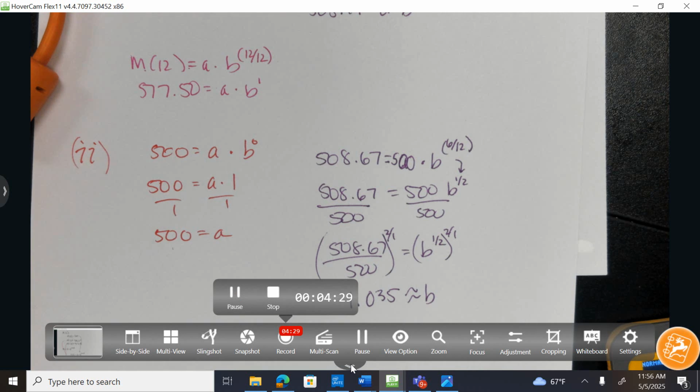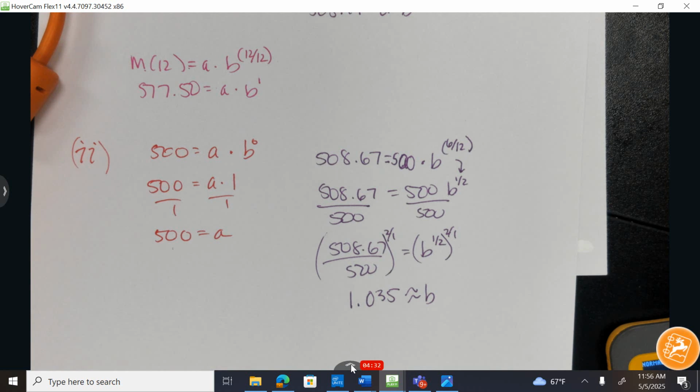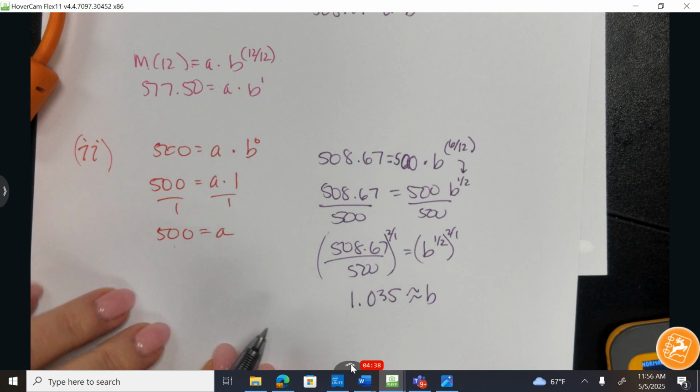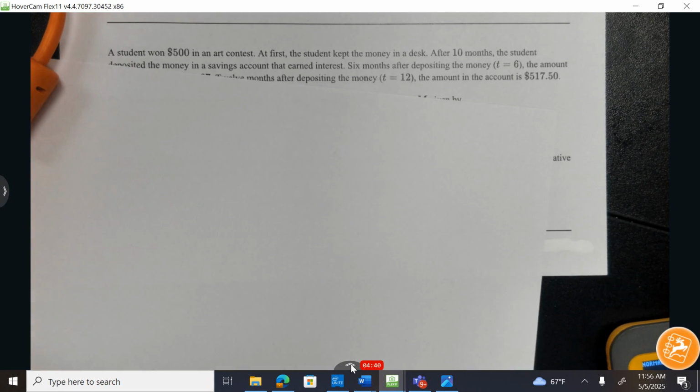Remember, don't circle your A and your B. It'll negate the work that you're asked to show. Let's move on now to part B. Let me flip this over. What is part B asking us to do?